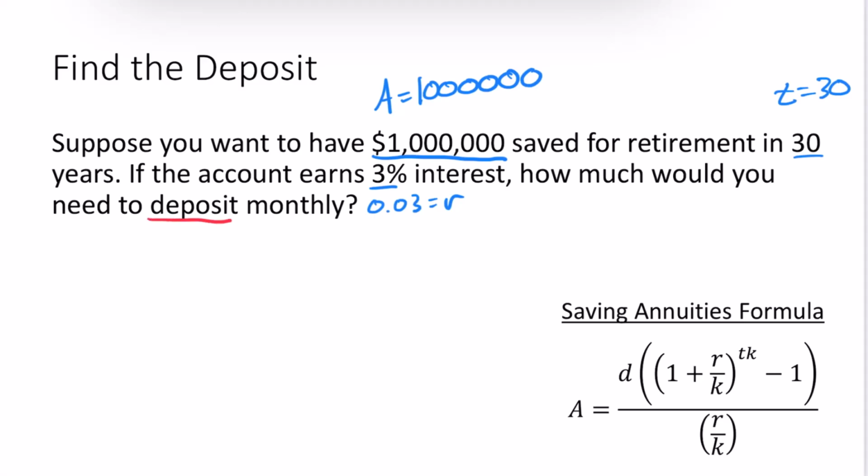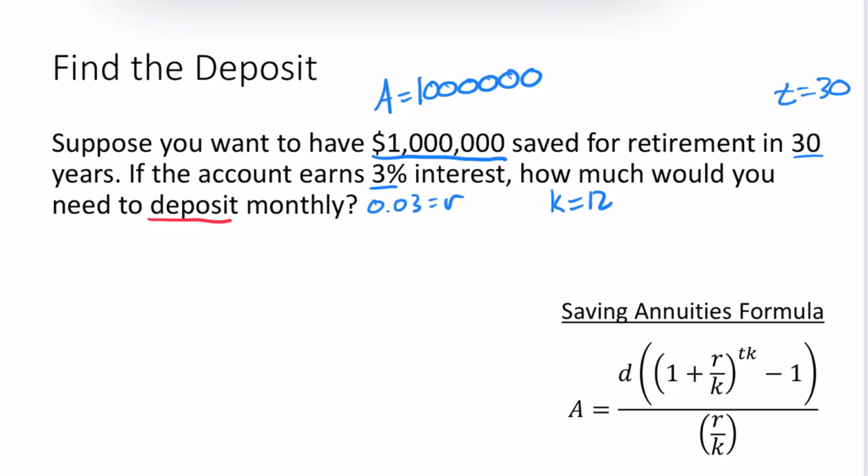Now, because I'm depositing monthly and the deposit rate has to match the compounding rate, I also know that K is going to equal 12 in this problem. So I have all of these variables and I'm looking for D.